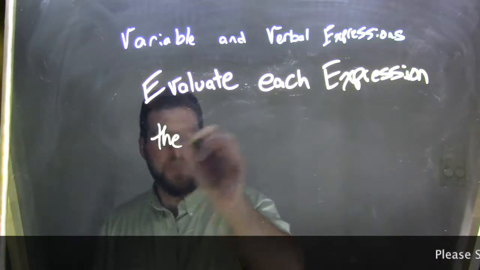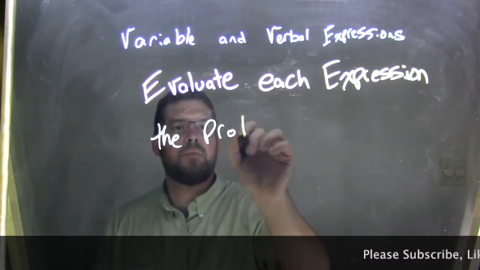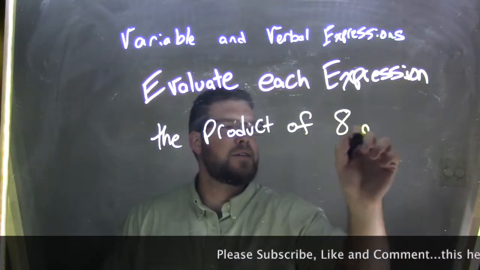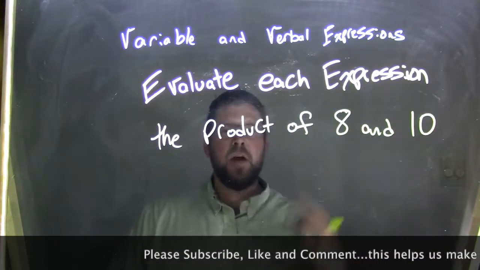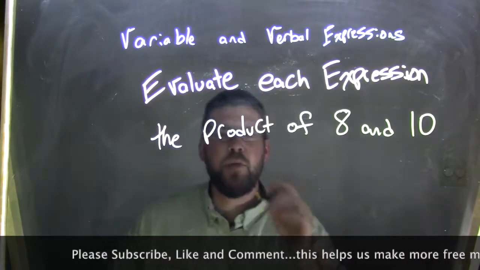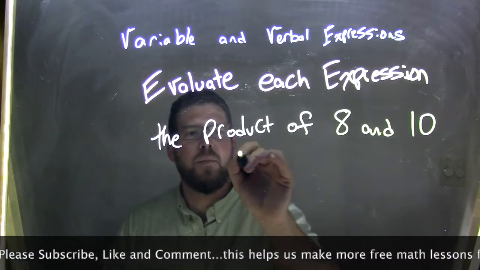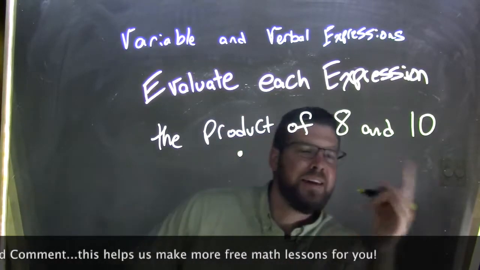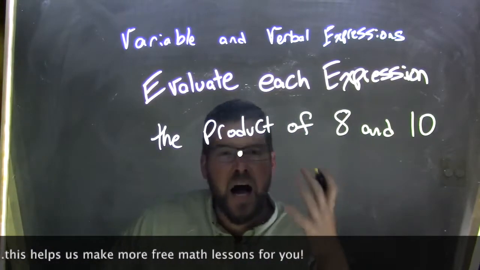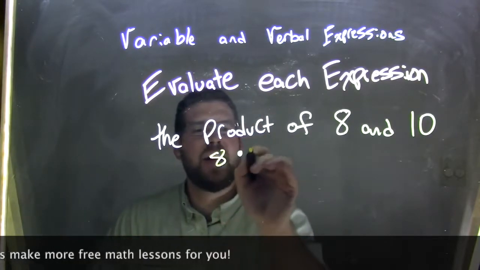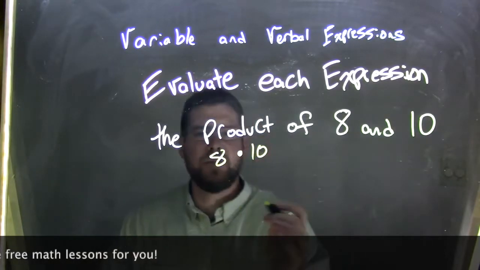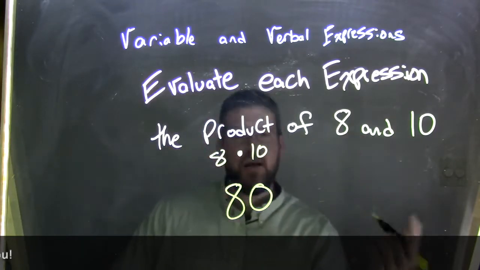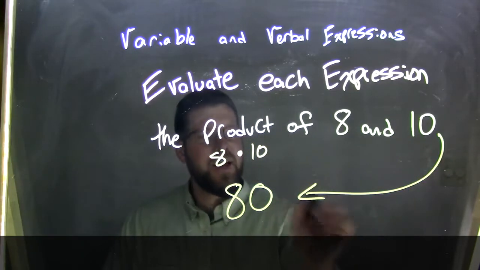The product of 8 and 10. So right when I see a product, I'm thinking multiplication, right? Multiplication, that little dot, multiplication. So the product, the multiplication of 8 and 10. Well, what is 8 times 10, right? 8 times 10 is 80. Fairly simple. So the product of 8 and 10 is just going to be 80.